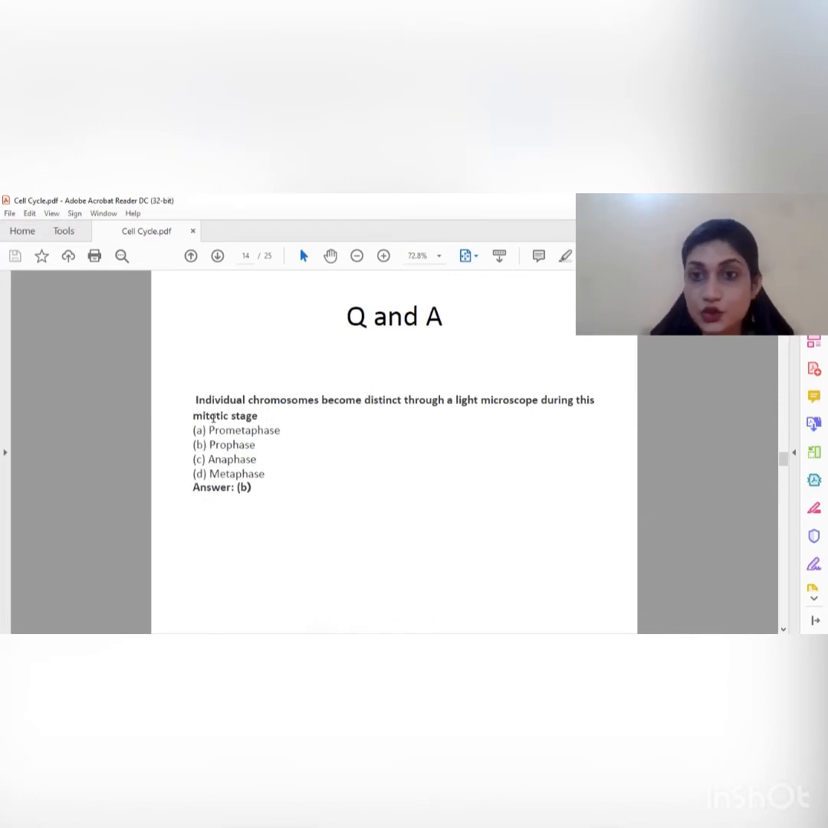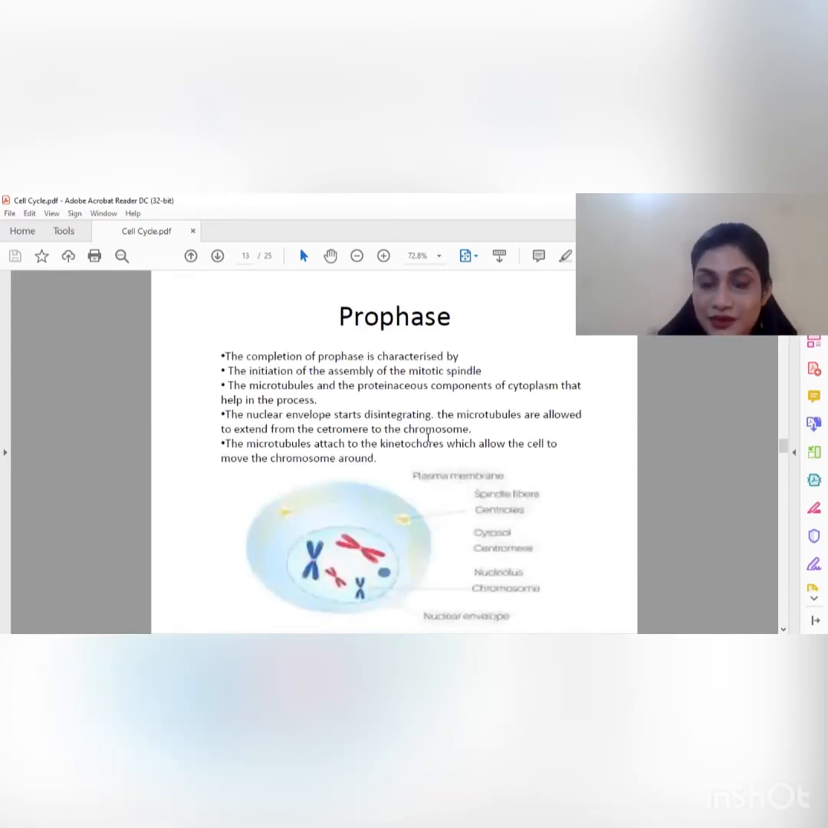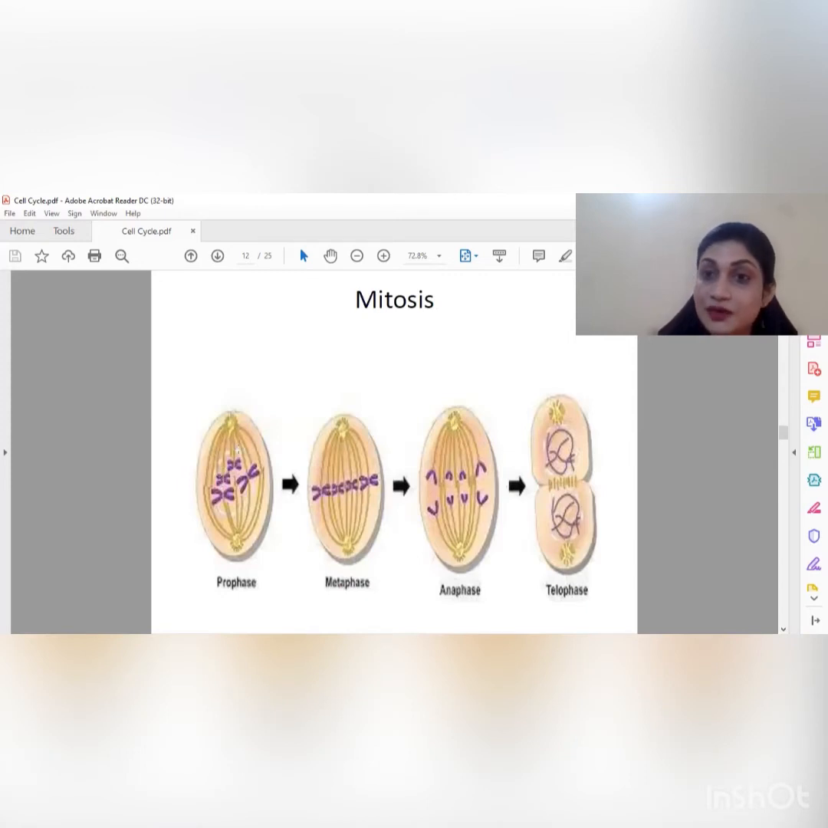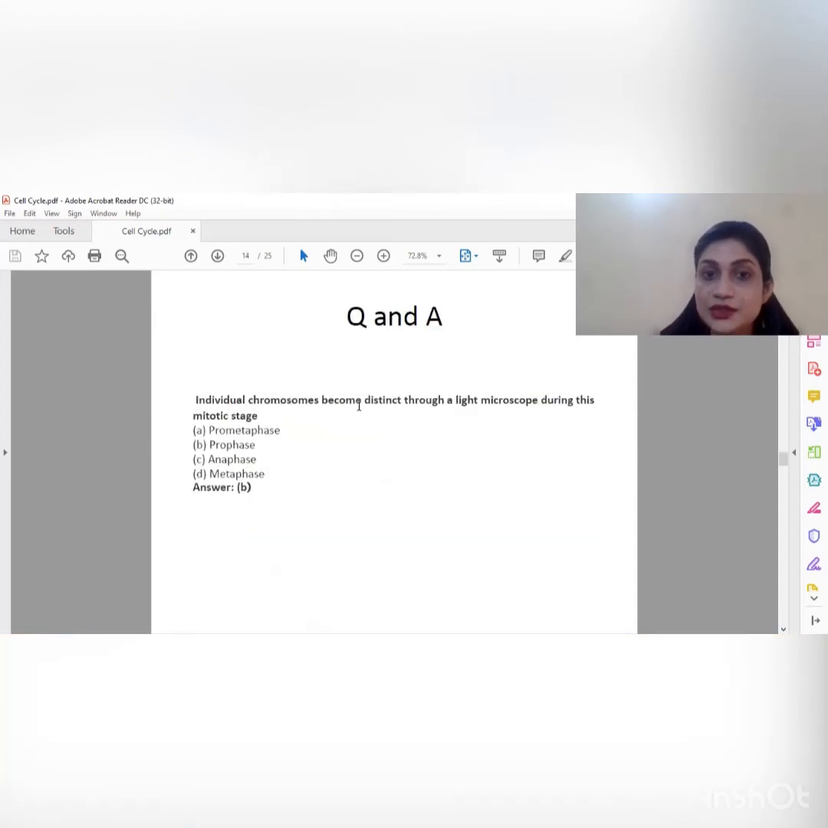Now let's do a quick question and answer. Individual chromosomes become distinct through a light microscope during this mitotic stage, which is obviously prophase. During prophase, one more thing: the chromosomes become very condensed. That is the reason you will be able to see them through a light microscope. If you see it under the microscope, the prophase will be visible very prominently.